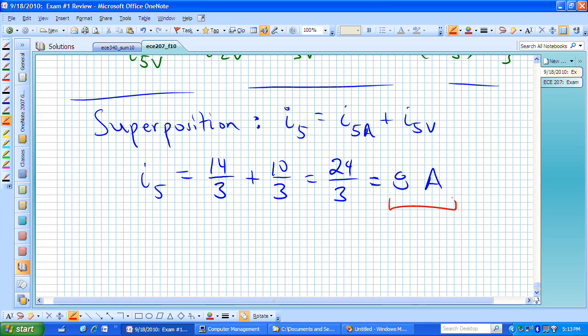But that's as far as we were wanting to push this particular problem, which was to find the current I sub 5 going down through R sub 5 via superposition. And superposition then allowed us to analyze each independent source separately, and at the very end add up their contribution to that particular current.